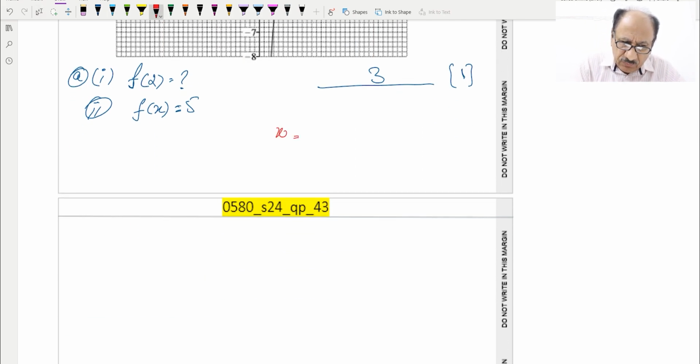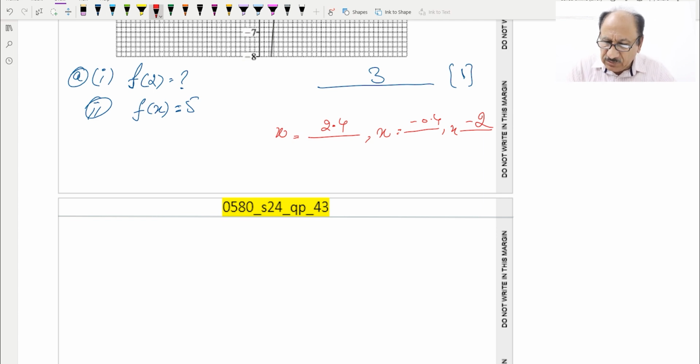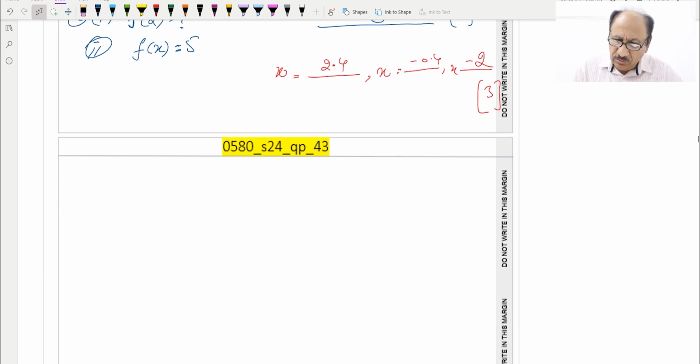So our answers will be here. So one will be x equals 2.4, and the second answer will be -0.4, as I have indicated on the graph as well. The third answer will be -2. These are the three answers, and keep in mind this is a 3 marks question. So this was simple, just a graph. On the graph we have to check the solutions and just indicate them. The first will be a 1 mark question and the second will be a 3 marks question.